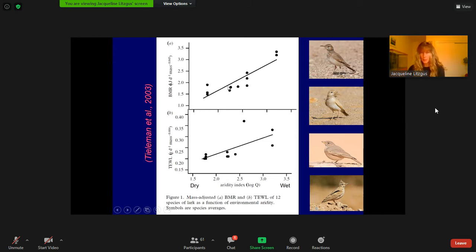So the biological interpretation is that as it gets wetter, the metabolic rate goes up. As it gets wetter, the evaporative water loss rate goes up. So again, their interpretation here is that these low metabolic rates and this low evaporative water loss in dry conditions are adaptive in these low productivity environments among these species of lark. So again, a good paper that shows support for that idea.